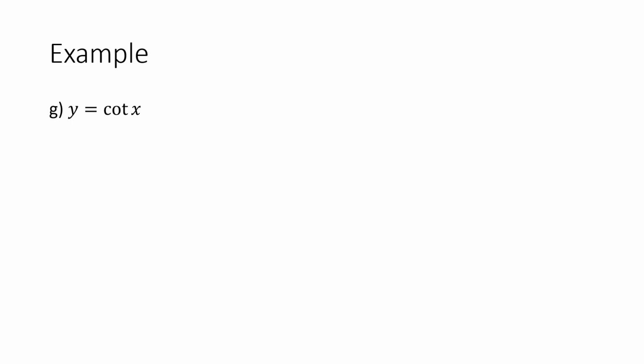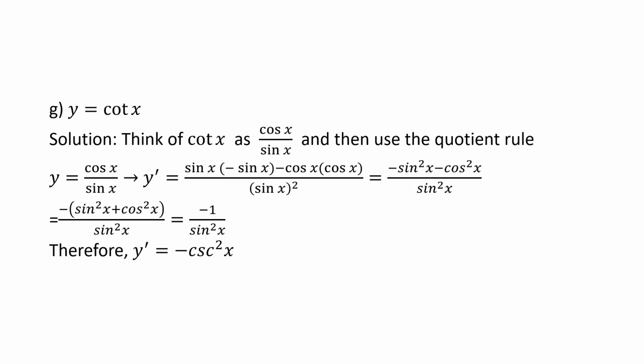For our next one, we have cotangent x. Well, this will be another quotient rule opportunity similar to the one we did first, only this time it'll be cos x over sine x. So we have low d high minus high d low. So sine x times negative sine x is negative sine squared x, and negative cos x times cos x is negative cos squared x. So our numerator there gives us an opportunity to factor out a negative 1.